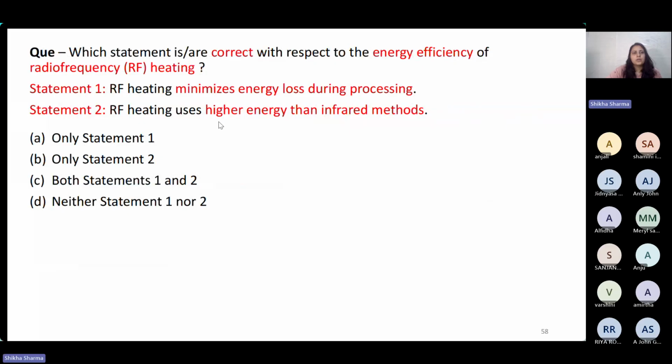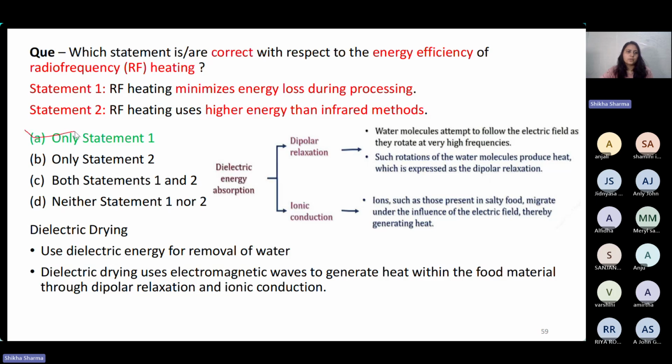Next is the question on radio frequency heating. We need to tell the correct statement with respect to energy efficiency. Statement 1 says that RF heating minimizes energy loss during processing. And second, RF heating uses higher energy than infrared methods. Anyone who would like to answer this question? Okay, so the answer is that only statement 1 is correct here.